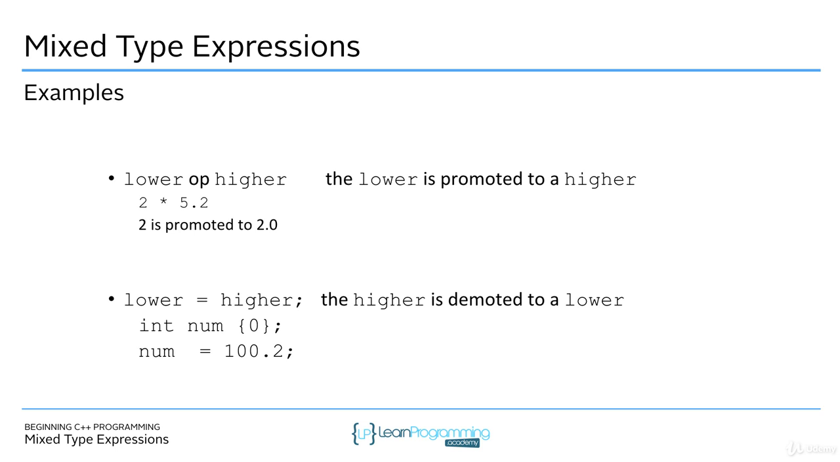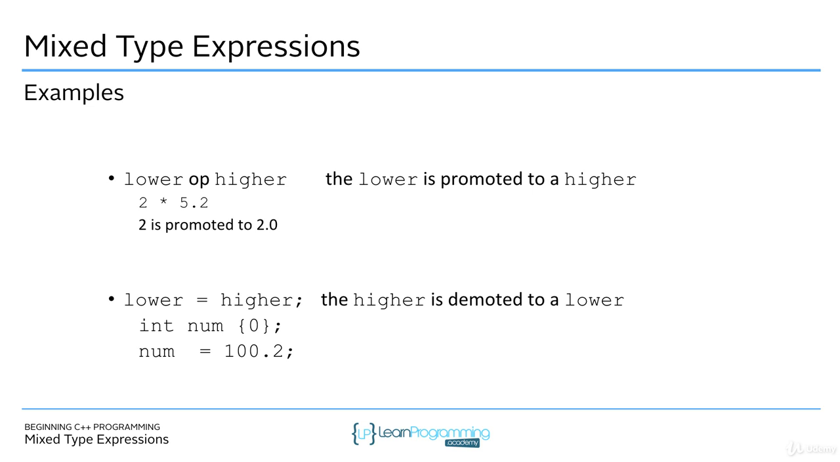In the first example, we have two different types and an operator. You can think of the operator as the multiplication operator, but it applies to any operator. In order to perform the multiplication, the compiler will convert the lower type to the higher type and then perform the multiplication. You can see in the example where we multiply the integer 2 and the double 5.2. In this case, we can promote the lower type, which is the integer 2, to the double 2.0 and then perform the multiplication.